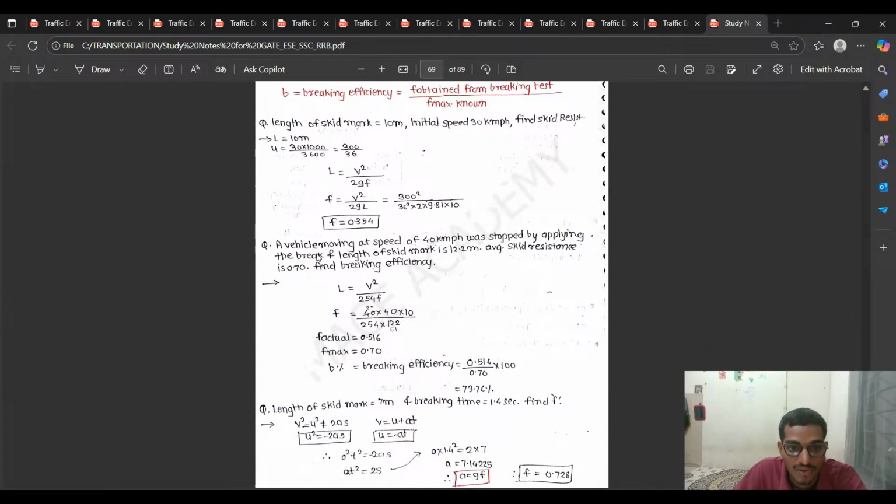For a vehicle moving at a speed of 40 kmph that was stopped by applying the brake, the length of the skid mark is 12.2 meters. Speed is given, length is given, average skid resistance is given. Now it's time to find out the braking efficiency. There is a formula L is equal to V square by 254F. So F actual is 0.596, F max is equal to 0.70. So braking efficiency is calculated using 0.70.